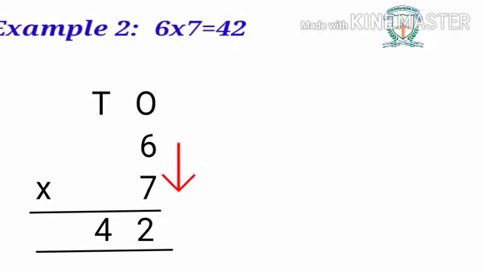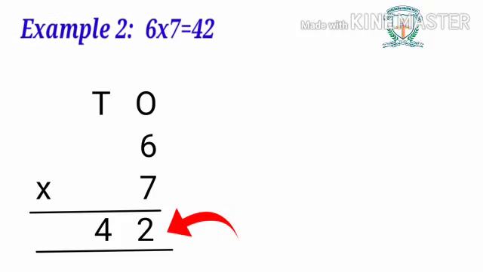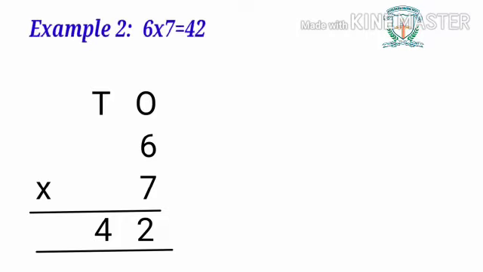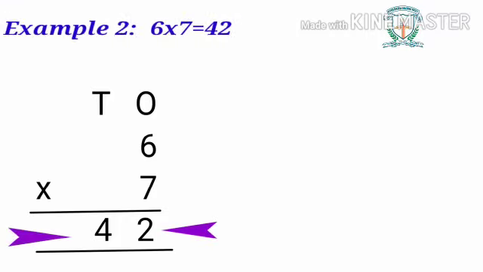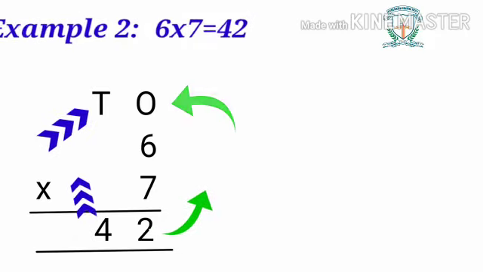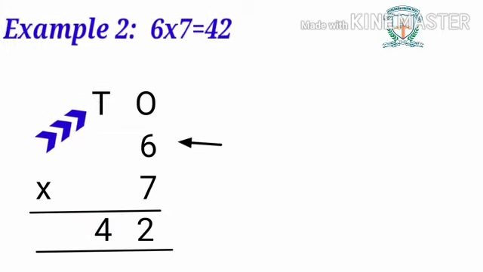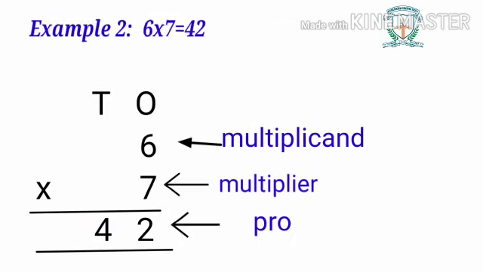So 6 multiplied by 7 is equal to 42. The product which we have got is two-digit number, that is 2 ones and 4 tens. So we write 2 in ones place and 4 in tens place. Here 6 is the multiplicand, 7 is the multiplier, and 42 is the product.